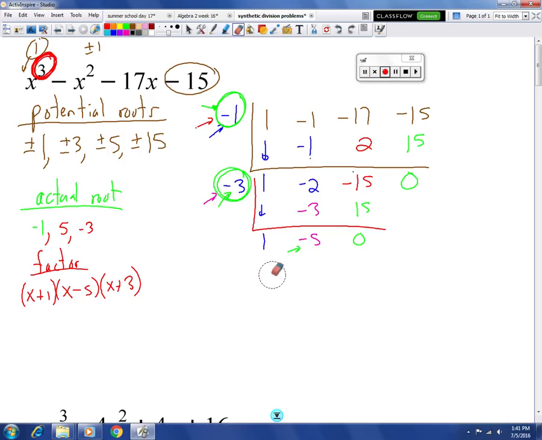Okay. And we can actually do it one more time. Draw a line again. Let's see. We know our answer is 5. Let's just try 5. Alright. Drop the 1. The 5, that green 5 times the green 1 is a 5. Get a 0. And so there's our third root. And once we're down just to one number, we're done with synthetic division. Alright, so that's a way to do it. Let's try another one.